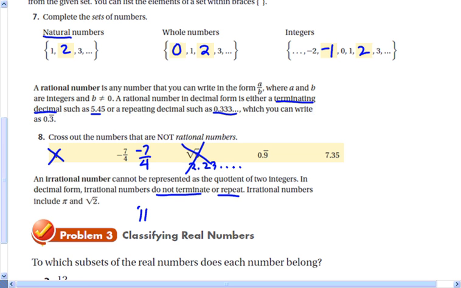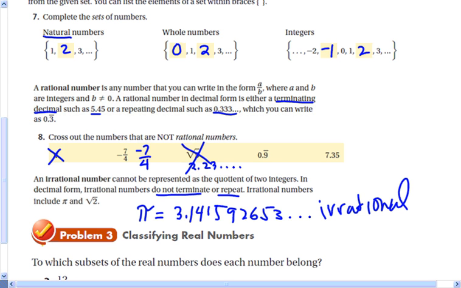Pi is equal to 3.141592653, and there's really no pattern. That goes on forever and ever, and that's why it's irrational.